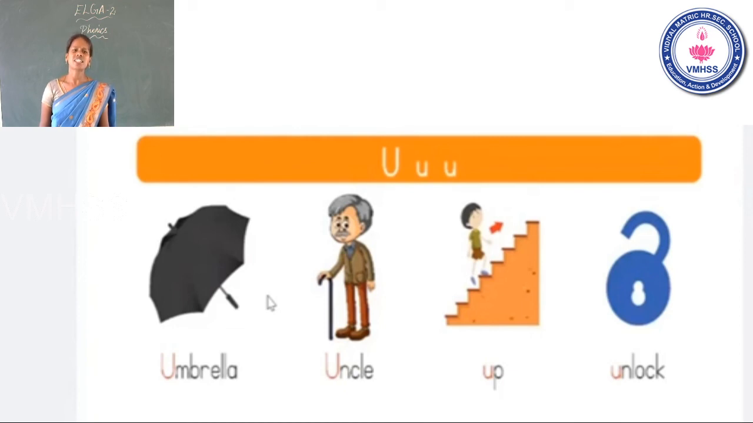Umbrella. It brings in the rainy season. Do you know? Umbrella brings in the rainy season. The next one, uncle. Third one, up. Last one, unlock. It's clear? Now go to the next letter. What is the next letter, students?